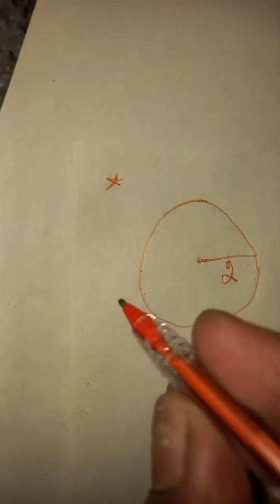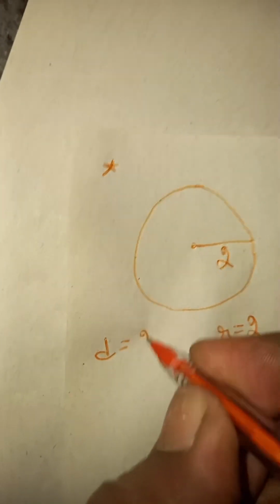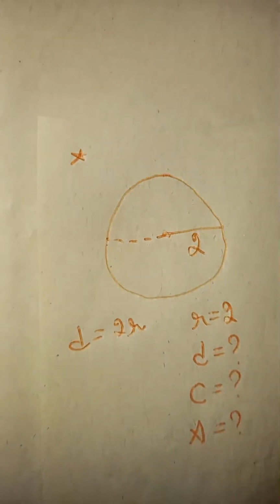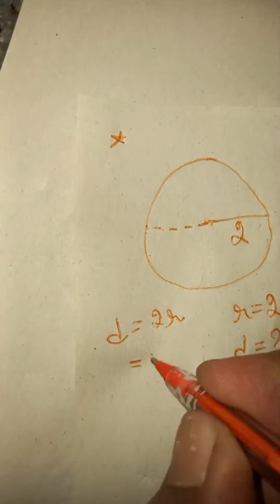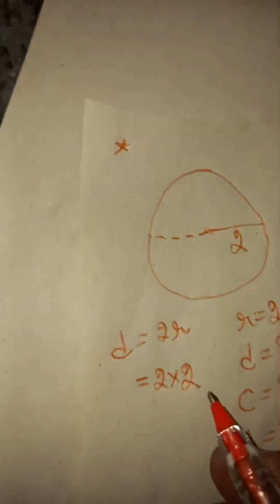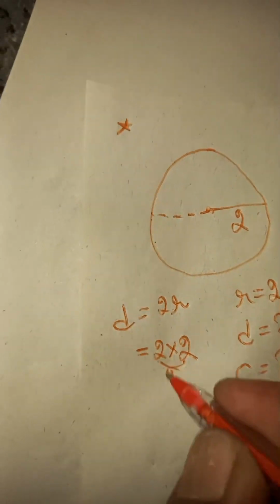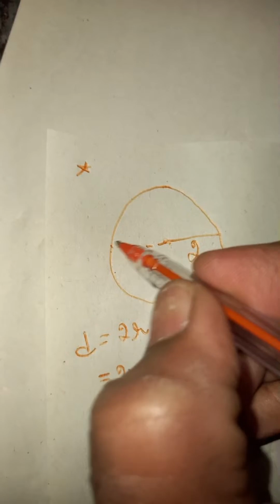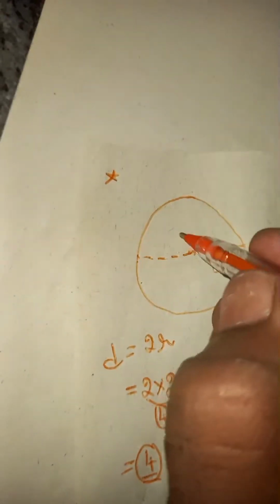Let's find out diameter. Diameter of the circle is 2 times of the radius. That is, this complete length known as diameter is going to become 2 times of 2. 2 times of 2 here is nothing but 4 units. So 4 units becomes the diameter of this circle. That is this complete thing.